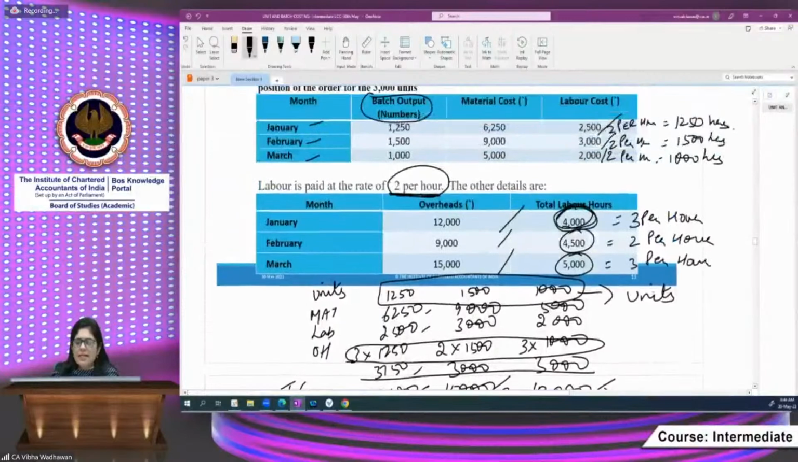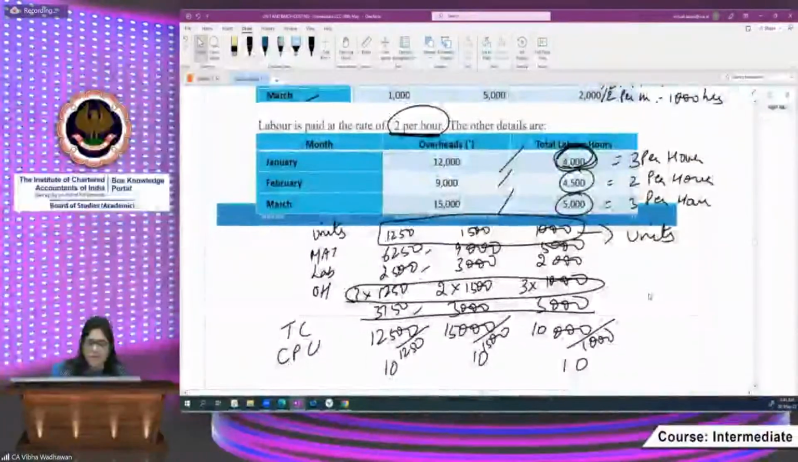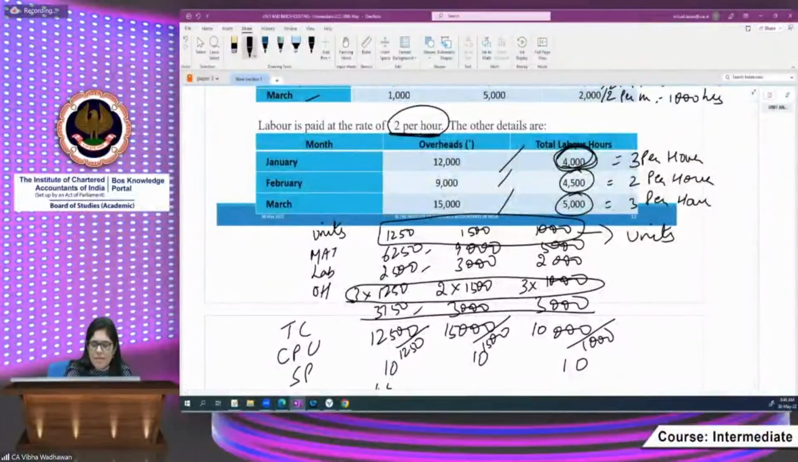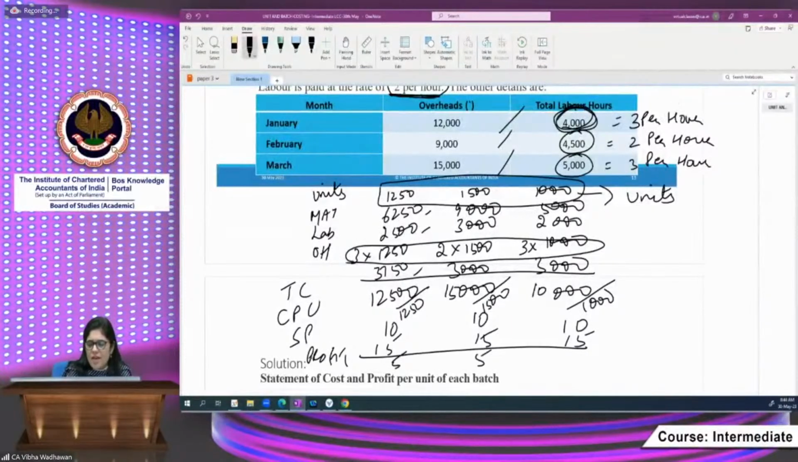Clear? Selling price is given in the question, selling price is 15 per unit. Selling price 15, 15 and 15. So profit per unit is 5. Profit per unit is 5, 5 and 5. You have to calculate the profit per unit. Just see the solution once.